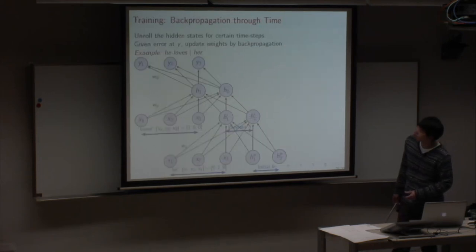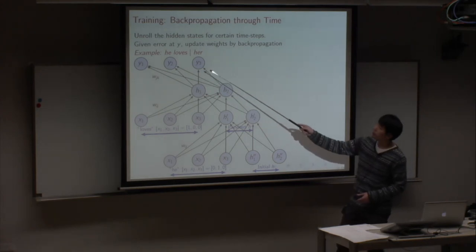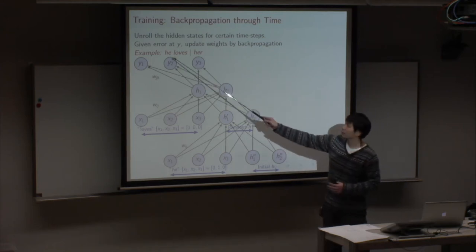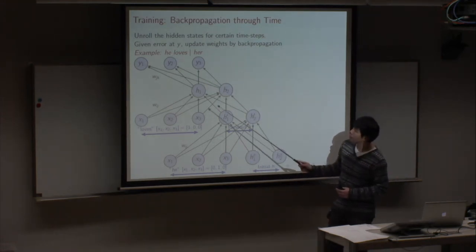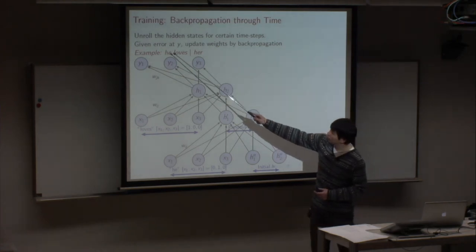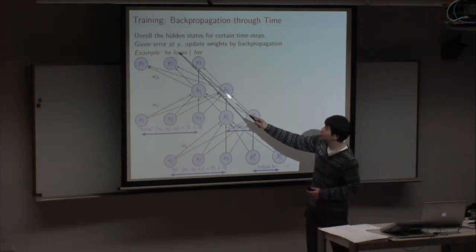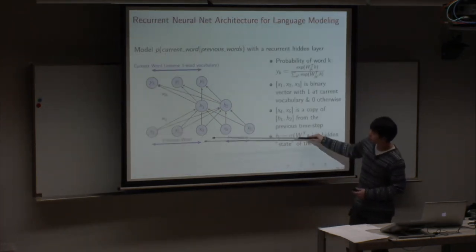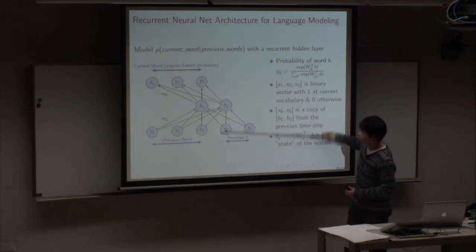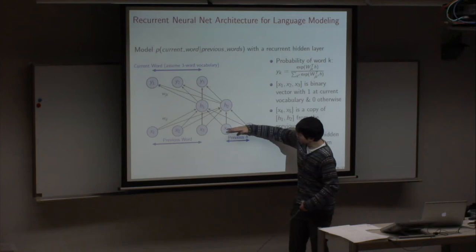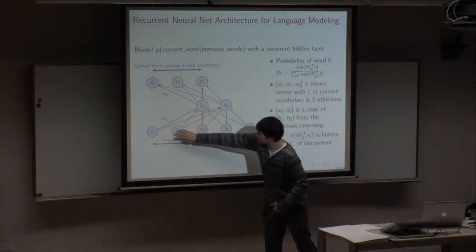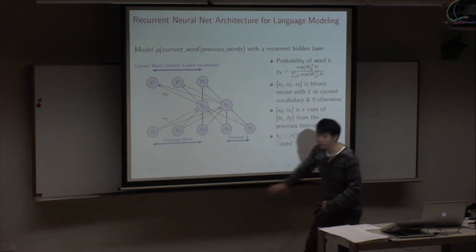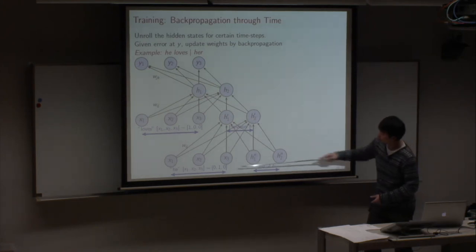But we can see an example. For example, you have the sentence, he loves her. So these are the three words you can say. Let's say we've observed the word he and loves, and we want to know the probability of the next word. This hidden state here depends on previous words and the previous hidden state, so we're going to copy this part and write it down here. So you get something like this.